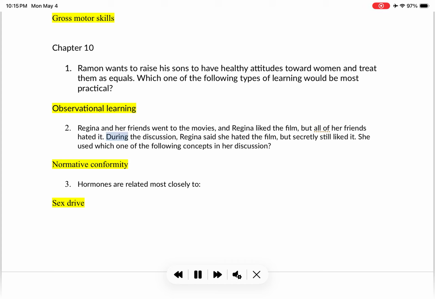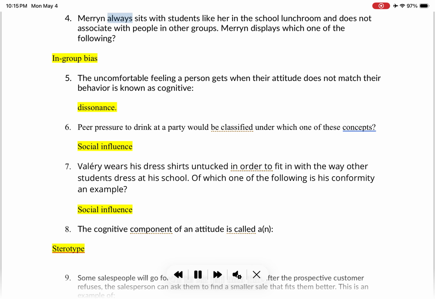Regina and her friends went to the movies, and Regina liked the film, but all of her friends hated it. During the discussion, Regina said she hated the film, but secretly still liked it. She used which one of the following concepts in her discussion? Normative conformity. Hormones are related most closely to sex drive. Marin always sits with students like her in the school lunchroom and does not associate with people in other groups. Marin displays which one of the following?